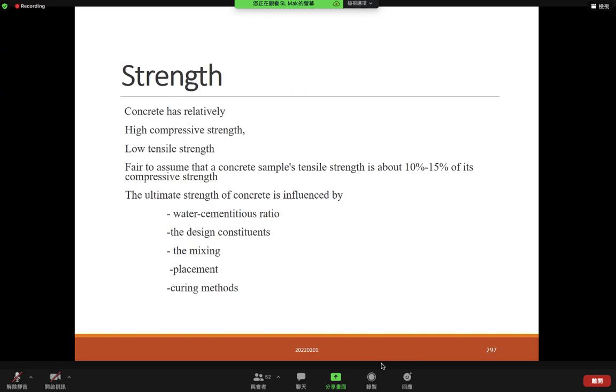Okay, so I will briefly explain each characteristic. Strength. As I mentioned, concrete has relatively high compressive strength and low tensile strength. What is the difference? The tensile strength is about 10 to 15% of its compressive strength. The ultimate strength of concrete can be affected by, for example, the water cement ratio, the design constituents, the mixing process, the placement, and the curing method.